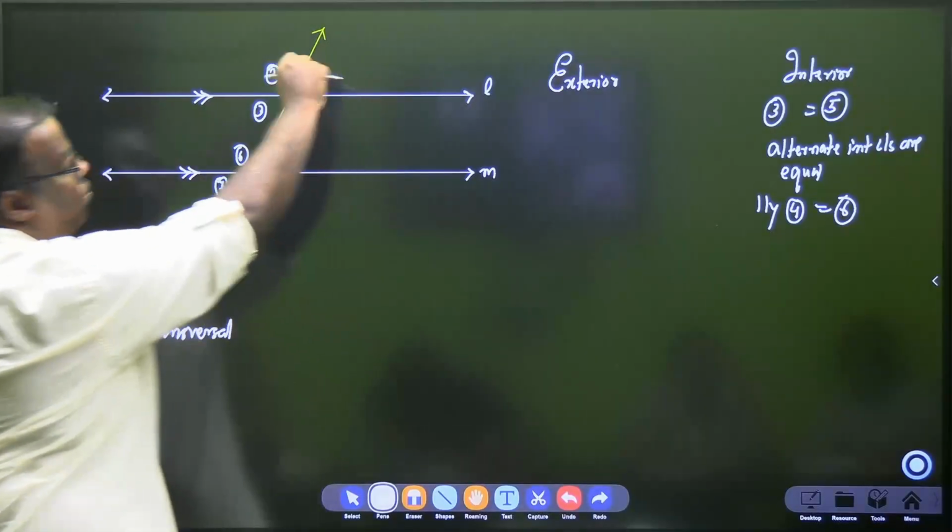In this case, what do we call 1 and 5? We call 1 and 5 corresponding angles. On the right, corresponding angles means you can just shift this and they should merge one with the other.